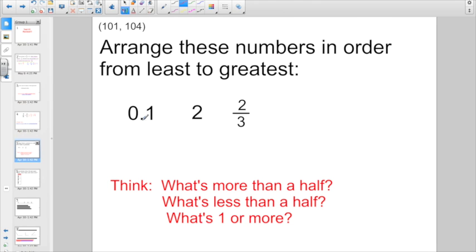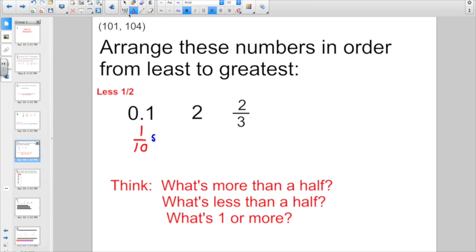So 0.1, really, if we thought about him as a fraction, his real name is 1/10, right? So half of 10 would be 5. Compare that to the numerator. Is he more than a half, less than a half, or equal to a whole or more? He'd be less than a half, right? Well, 2's pretty easy. He's going to be greater than 1 whole.